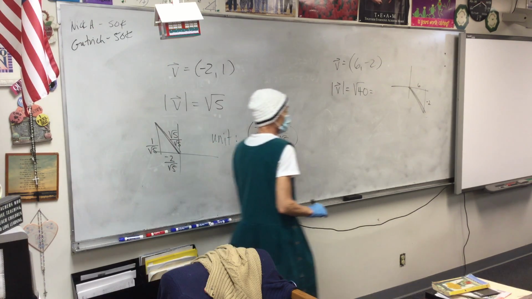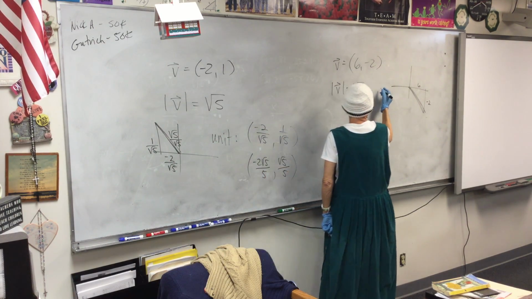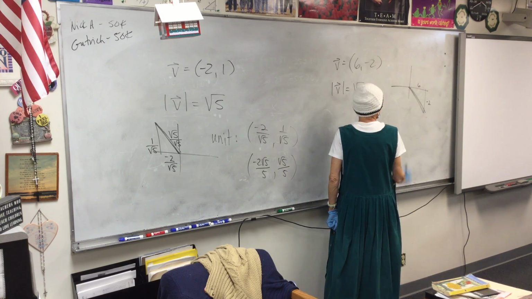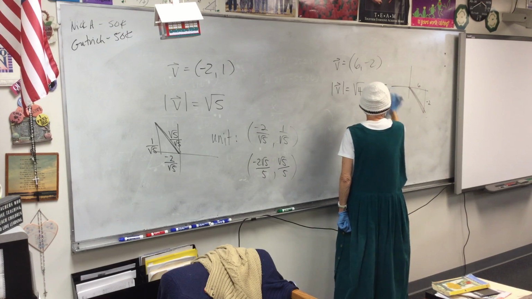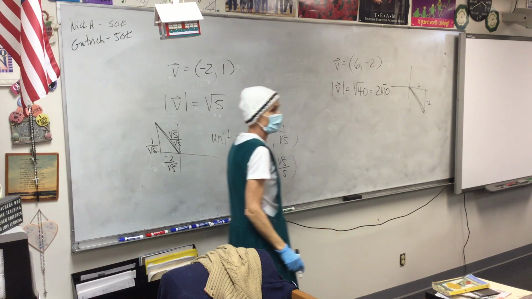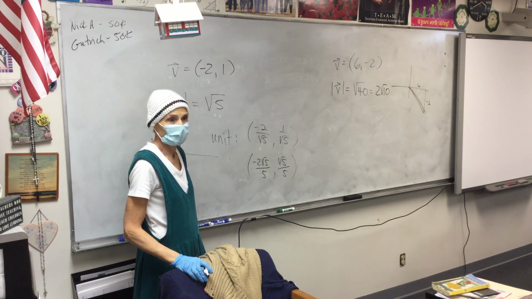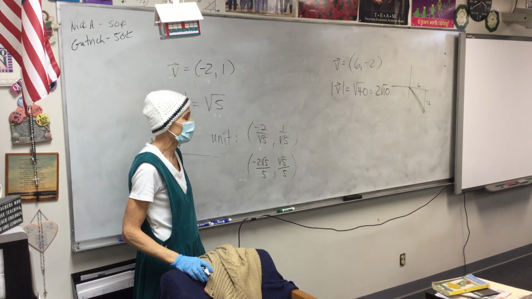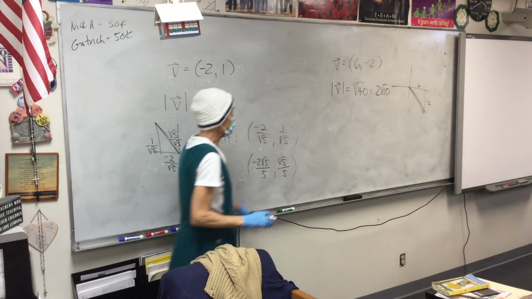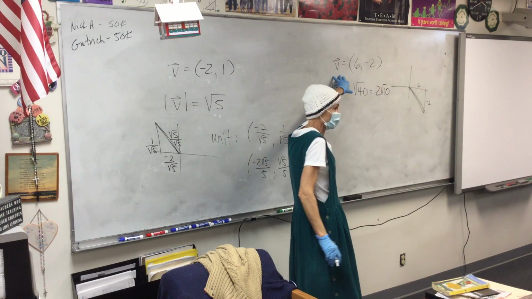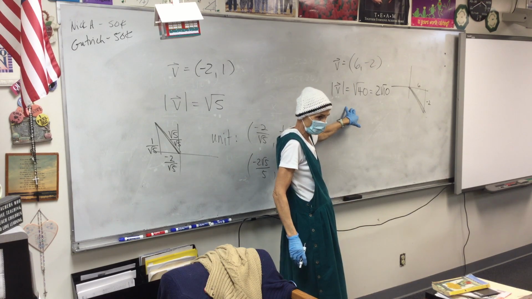Now, what's the square root of 40? 2 root 10. And again, we're seniors in high school. I'm not explaining that to you. 40 is 4 times 10. The square root of 4 is 2. 2 root 10. Now, this is the magnitude of the original vector. This is not the answer.